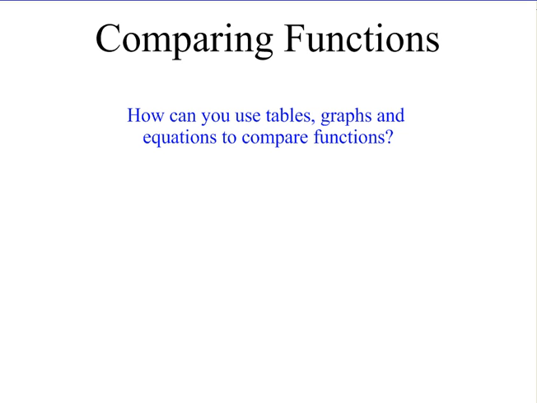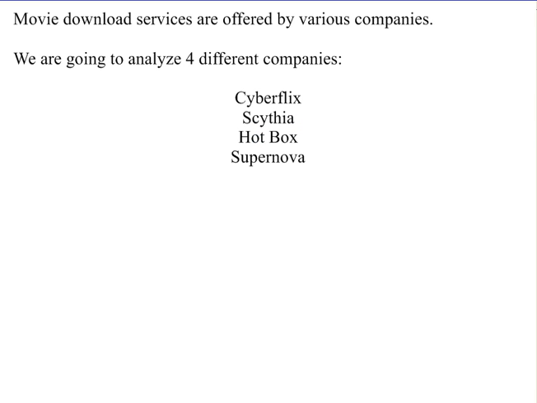Comparing functions. How can you use tables, graphs, and equations to compare functions? We're going to look at several different movie download services that are offered by various companies. The four companies we're going to analyze are Cyberflix, Skithia, Hotbox, and Supernova. We're going to take a look at how they're presenting charges to their customers, and we're going to look at it in different ways.